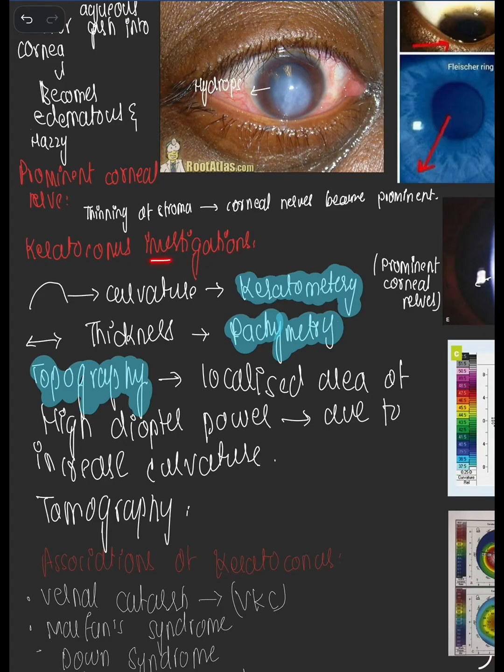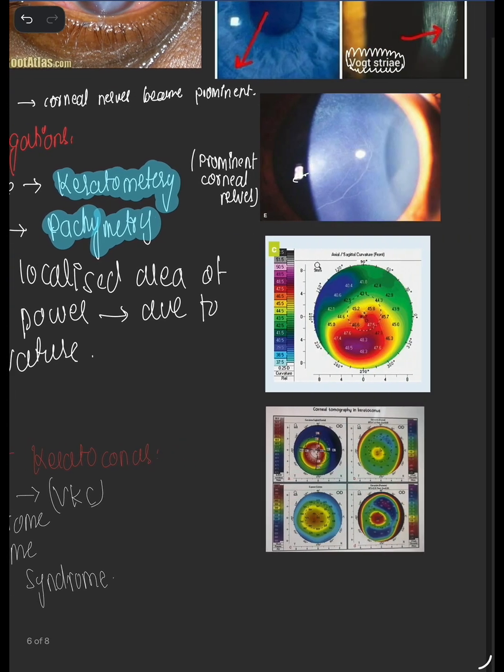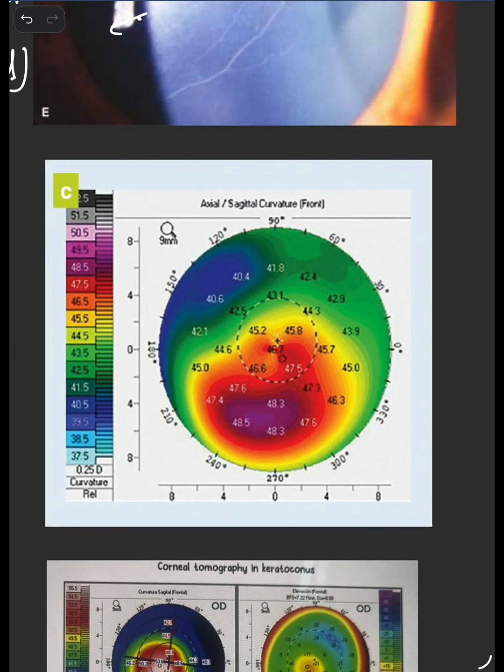What are the investigations for keratoconus? To evaluate the increased curvature, we do keratometry, and for decreased thickness of the cornea we do pachymetry. So on keratometry there is increased curvature, and on pachymetry there is decreased thickness. And then we do topography. Suppose this is the topography image of keratoconus. This is the localized area, and it shows values of 47.5 in red color. So this shows the increased curvature of the cornea.